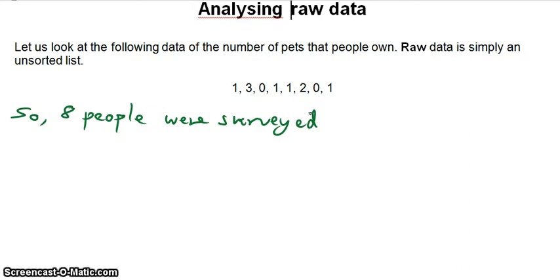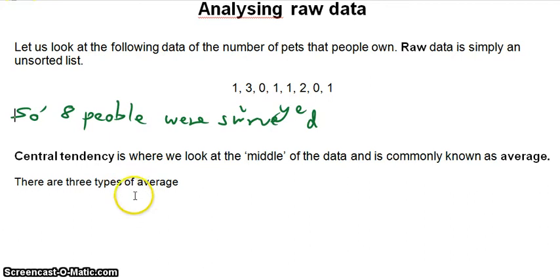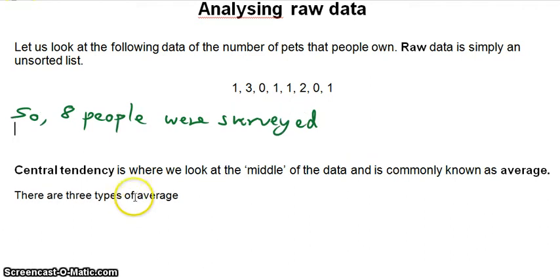Now, what can we do to analyse this data? Well, there's two things really. There's what's called the central tendency, which is the average, and also the spread of the data. So what we're looking at is two different things. We've got 8 people surveyed and that's their raw data. Now we're going to look at the central tendency. As you can see, it's the middle of the data and we commonly call this the average.